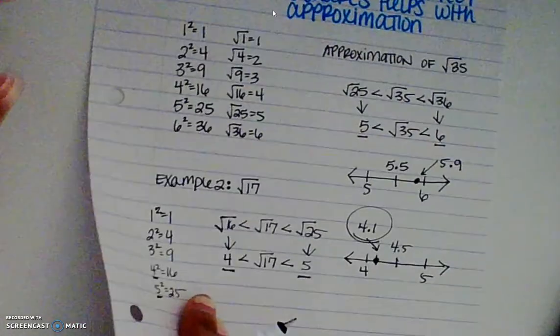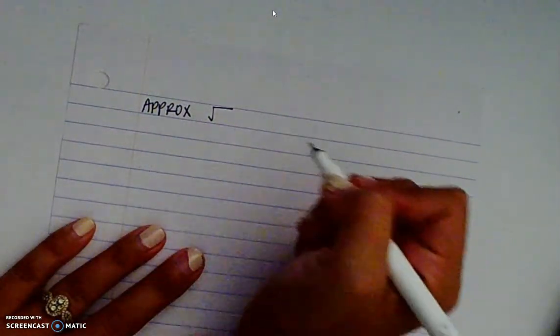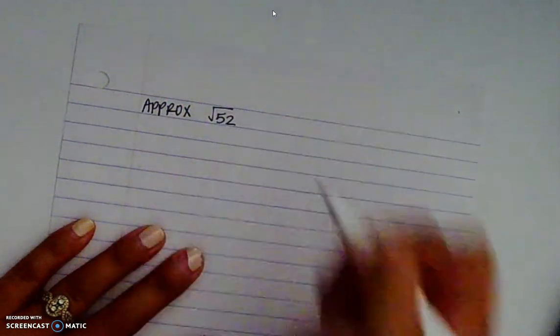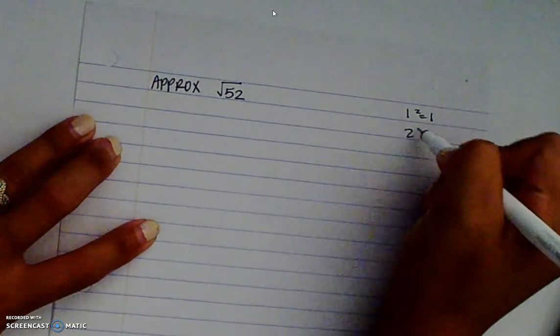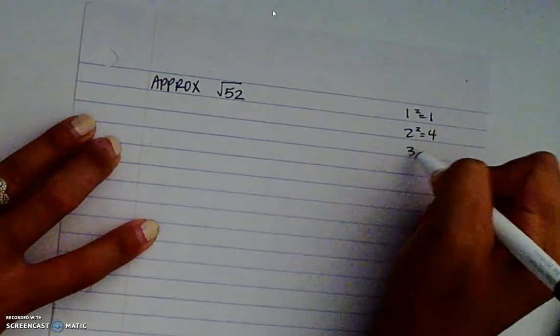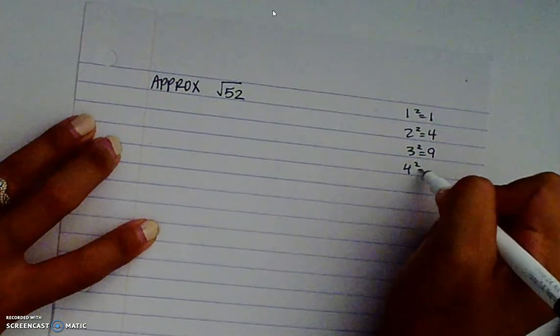Okay, one more. I'm going to get a new piece of paper. So if I had to approximate, say, the square root of, let's say, 52. Again, I'm going to list my perfect squares. As you keep doing this, you're going to start memorizing them and it'll be a lot easier. So 1 squared is 1, 2 squared is 4, 3 squared is 9, 4 squared is 16.